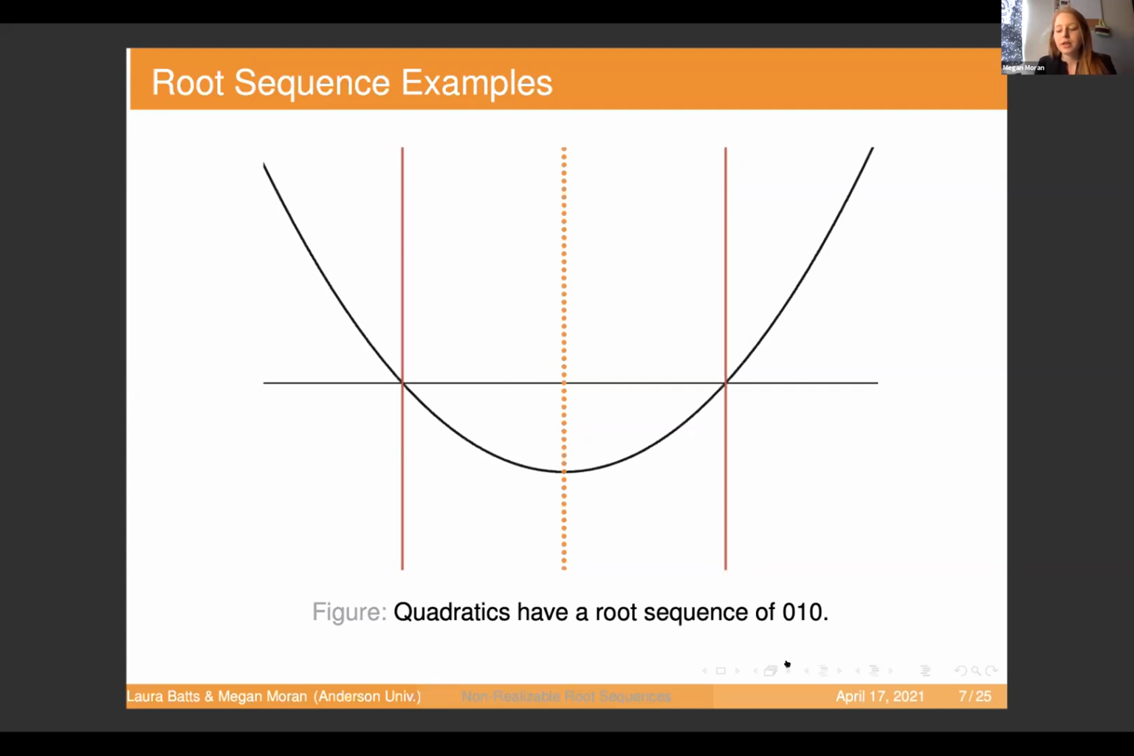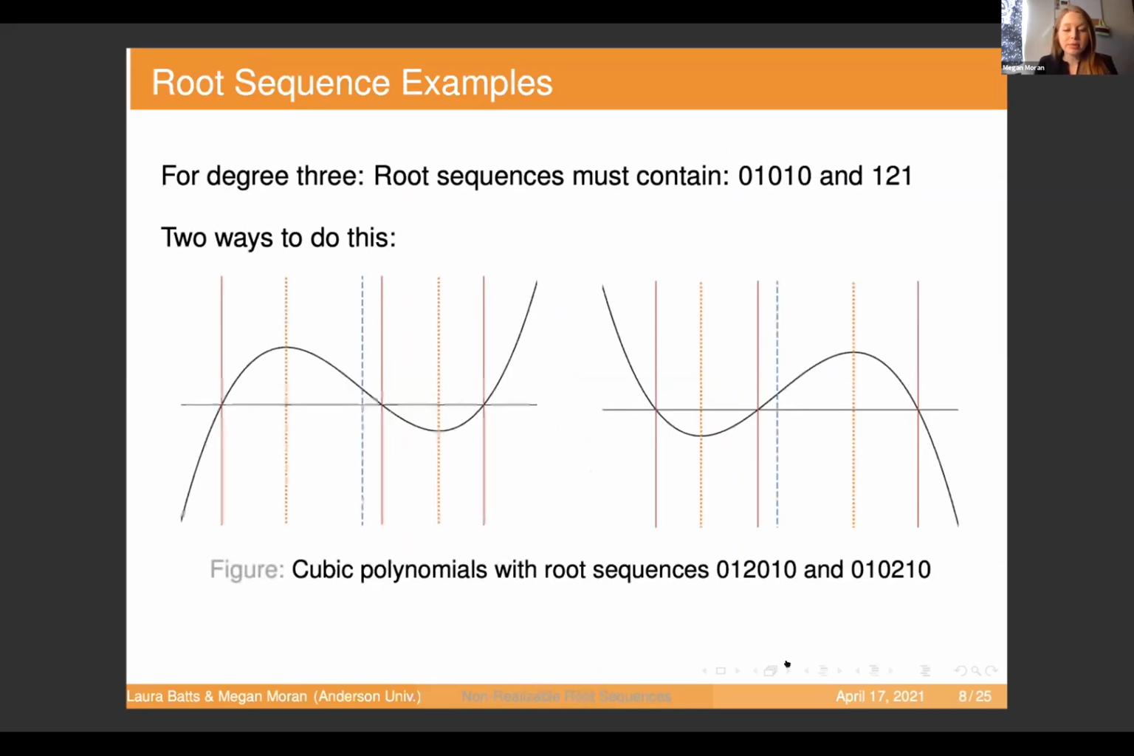As we move to cubic polynomials with the third degree, we see that these root sequences now must contain this pattern of zeros and ones, the pattern of ones and twos, and basically just combining those two things together, we get two ways to do this. And so we see on the left a graph of 0, 1, 2, 0, 1, 0, and then on the right a reflection of that. And we're denoting the roots of the second derivative now with a dotted blue line, and the orange is still ones and the red is still zeros.